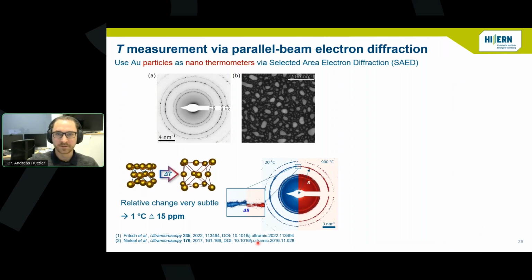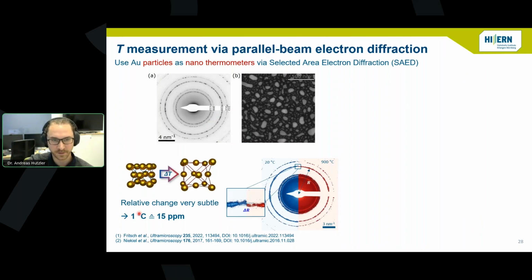Enough of radiolysis. There are also other beam effects that we studied a few years ago. One of them is the question about, does the electron beam increase our temperature in the solution? And there we used a method, so an in-beam method that we call parallel beam electron diffraction, which utilizes the lattice expansion that you get if you heat up a crystal, ending up in the contraction of the diffraction rings.